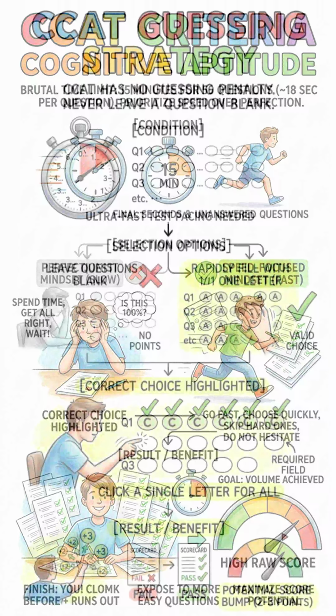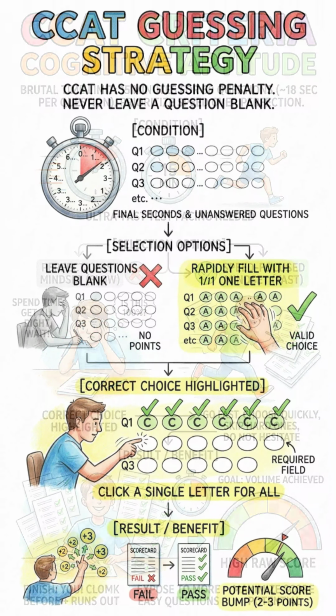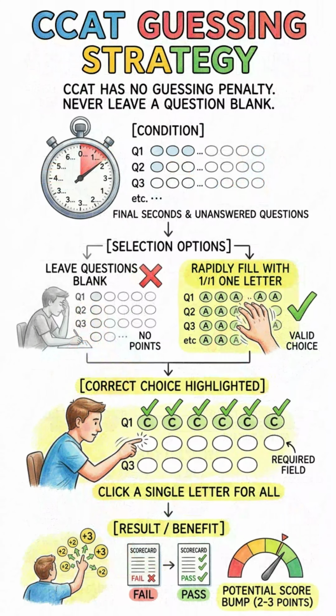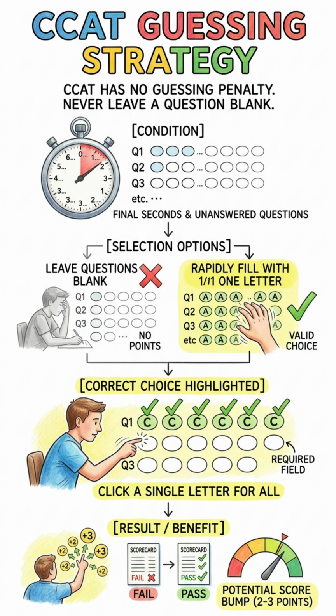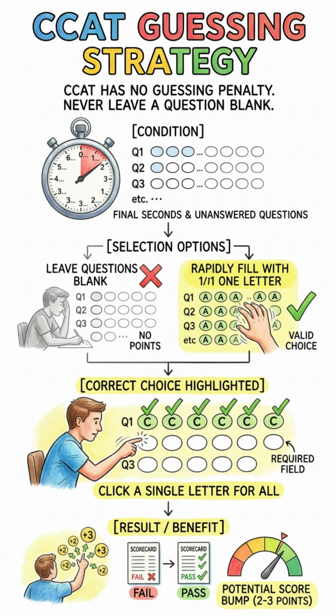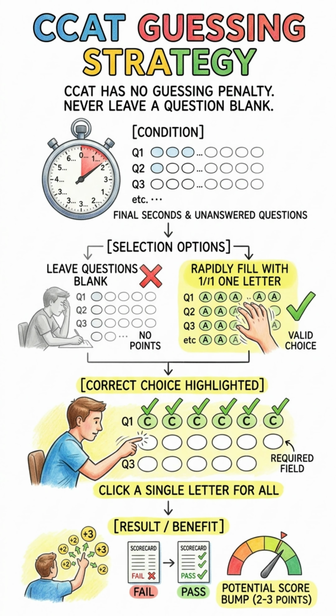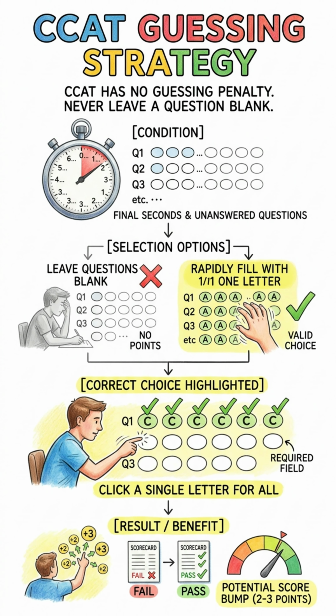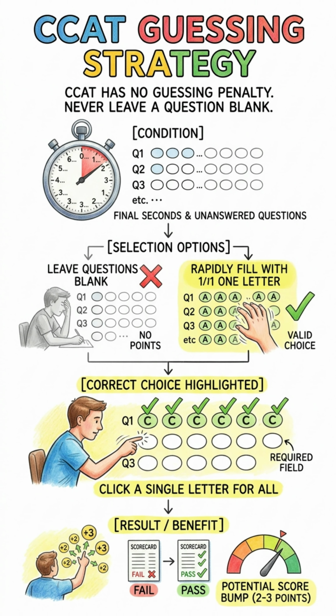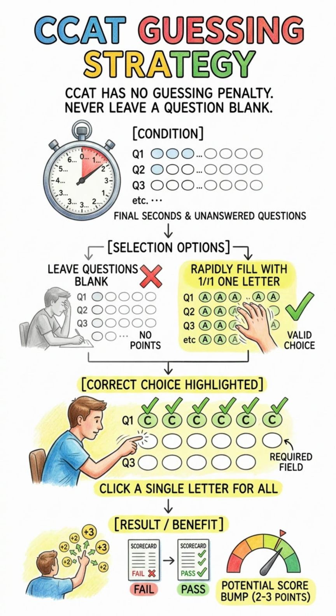Because the CCAT does not penalize you for wrong answers, your absolute most important rule is to never leave a question blank. Leaving a question unanswered guarantees you 0 points, while blindly guessing gives you a 20% chance of accidentally earning a point. If the timer is counting down its final 10 seconds and you still have 5 unanswered questions, you must rapidly click a single letter for all remaining bubbles. A string of quick guesses at the very end could easily bump your final score up by 2 or 3 points, which is often the difference between failing and passing.